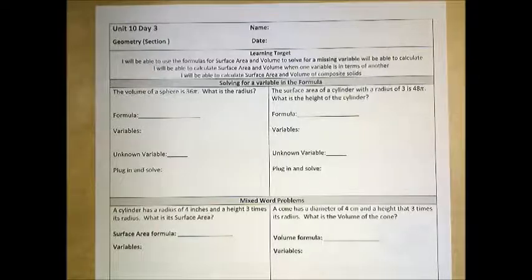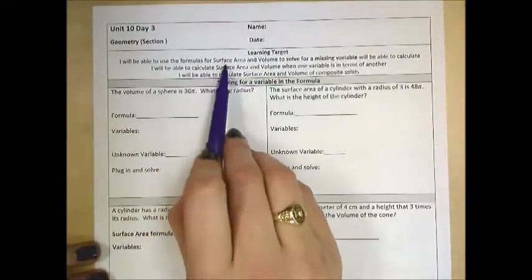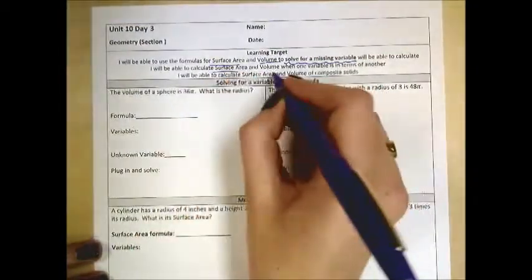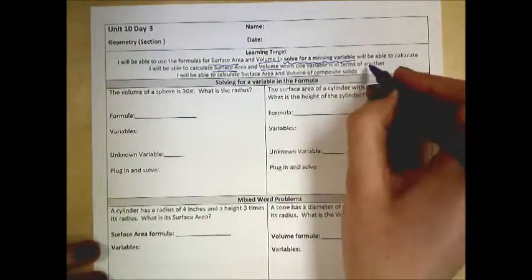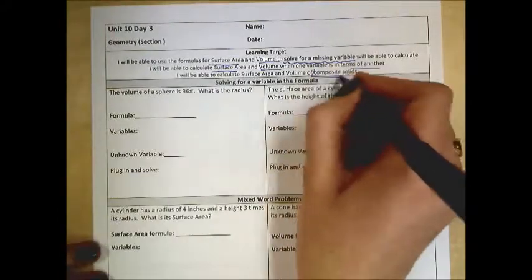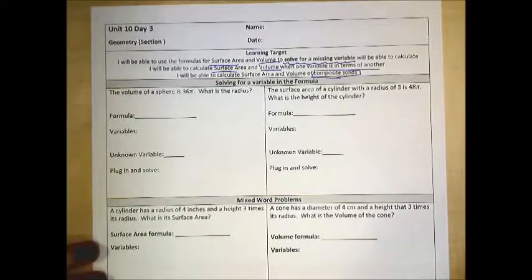Hey guys, here is day 3 of our notes for Unit 10. So we've got a couple learning targets. First, I'll be able to use formulas for surface area and volume to solve for missing variables. Then we'll be using surface area and volume when one variable is in terms of another. And lastly, we will be looking at composite solids. So that's going to be kind of like our composite polygons from our earlier unit.